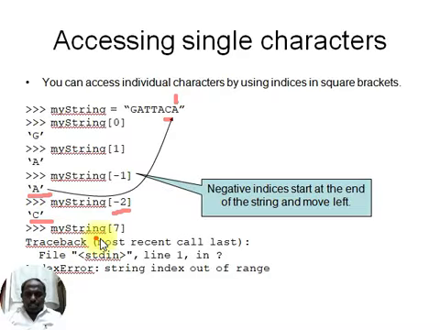Now I put my string 7. There is 0, 1, 2, 3, 4, 5, 6. There is no 7 in my string variable. So a string index out of range error is displayed.